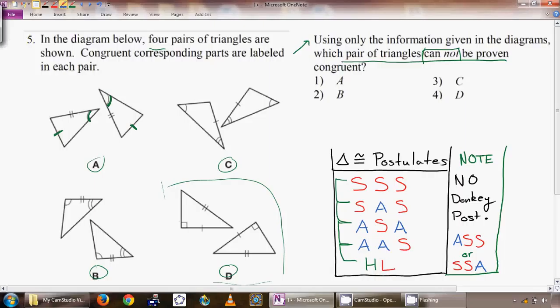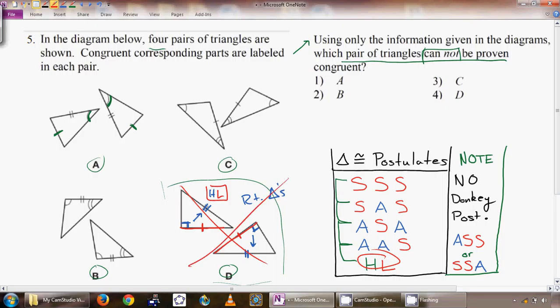The first thing that I notice is this triangle has a right angle, and this triangle has a right angle. Therefore, they are right triangles. And the side opposite the right angle, that's the hypotenuse. So here I have a pair of congruent hypotenuses. And then the last one is a side that's adjacent, forming the right angle, and another side that's forming the right angle. That's a leg. So this can be proven using the hypotenuse leg postulate.